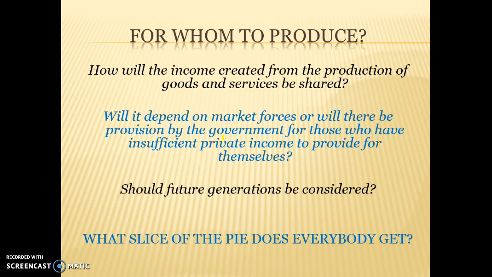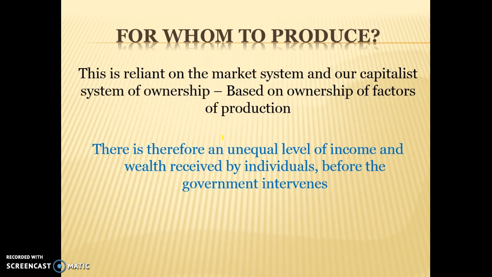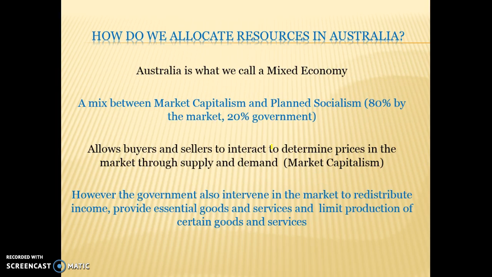Okay, so people with better labour resources, cleverer people, people that have skills that are in demand will generate a higher slice of the pie. But then the government steps in and redistributes income. So in Australia, this is reliant on the market system and our capitalist system of ownership. Whoever owns the factors of production will generate higher income. That means that the distribution of income is quite unequal, and wealth received by individuals before the government intervenes is very unequal, and therefore the government has to intervene to make it more equitable.